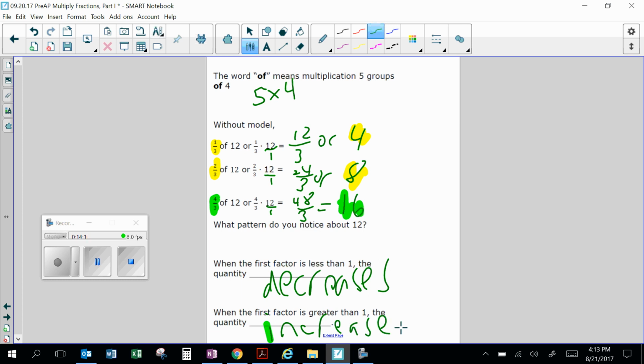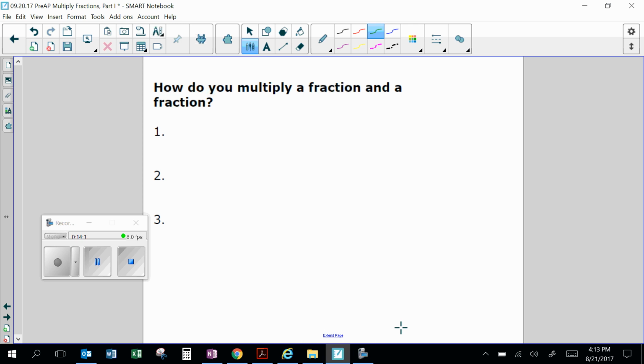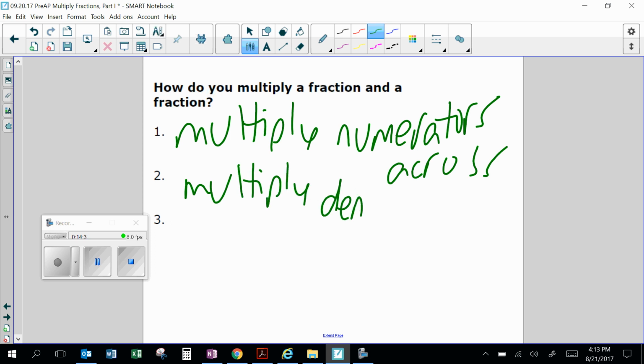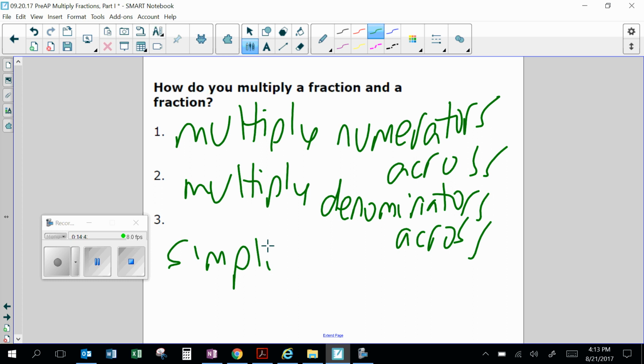So now that we kind of know how to multiply fractions, can you say in your own words, how do you multiply fractions? We multiply the numerators across. Then we multiply the denominators across. And step 3, sometimes you can rewrite the product. Sometimes you can simplify if needed.